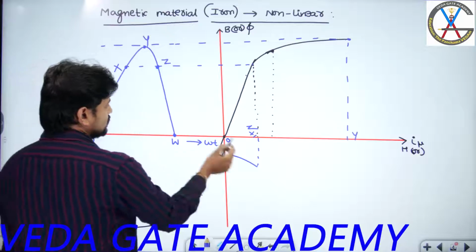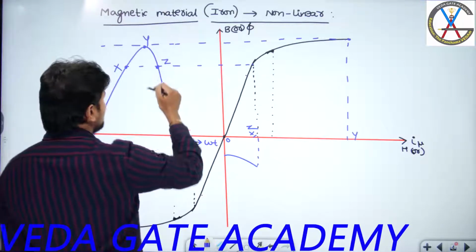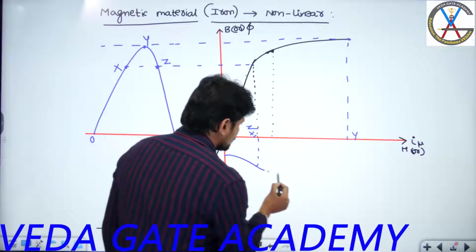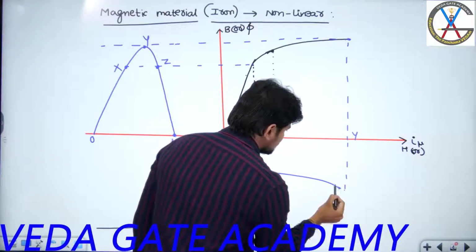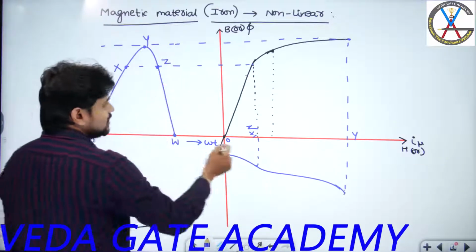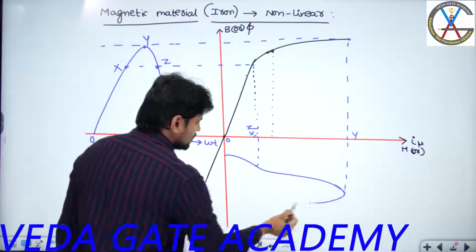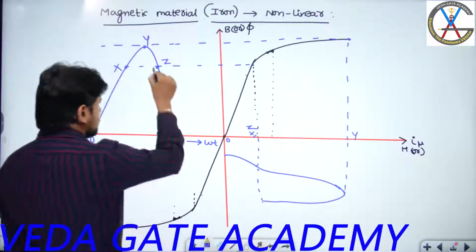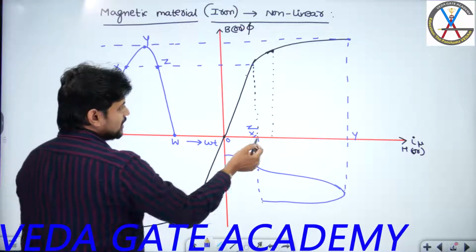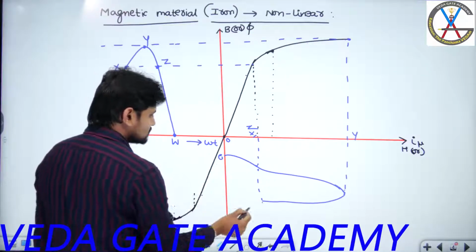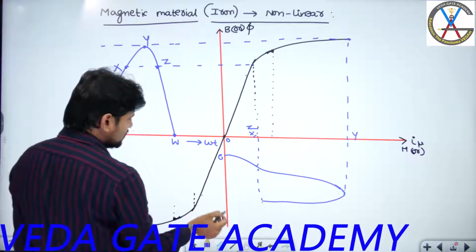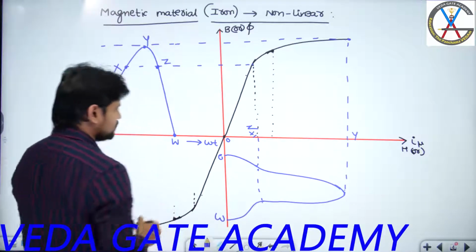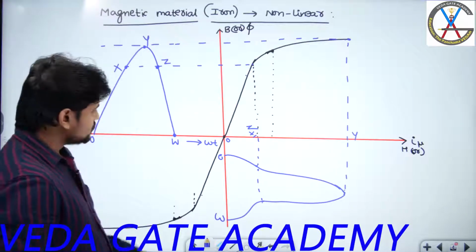So 0 to x, this is 1, and from x to y, for a small increment of flux, the value of the magnetizing current will be very high. So you are going to get the magnetizing current in this fashion. And again from y to z, the current will decrease in this fashion. Again from z to w, the decrement in the flux will be more and the current decrement will be very less. So this is 0, and the W point is somewhere in this fashion. This is my W point. Have you understood?